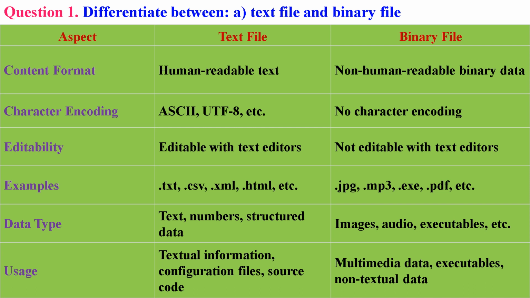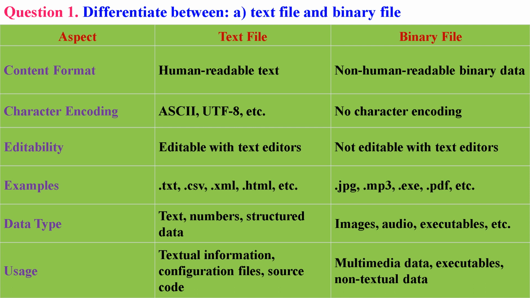Now, we can see about binary file. Binary files, on the other hand, store data in a format that is not meant to be read directly by humans. Instead, they are used for non-textual data like images, audio, executables, and more. Examples include .jpg, .mp3, .exe, and .pdf files.